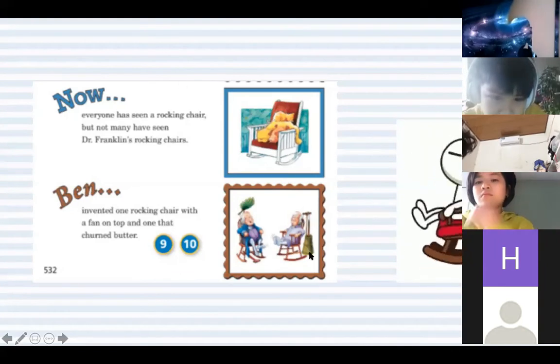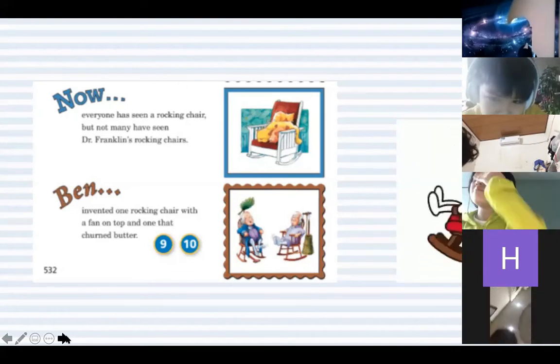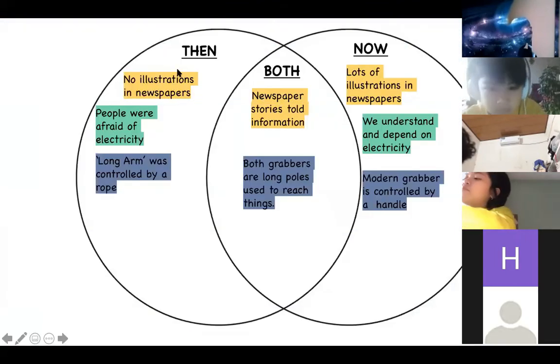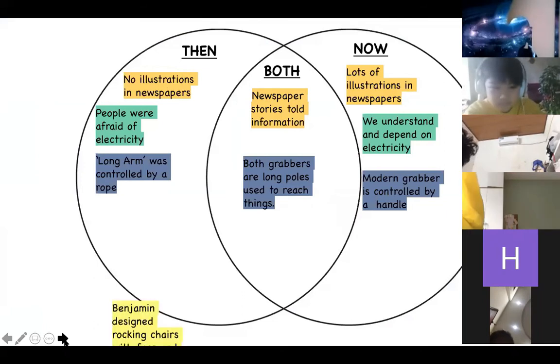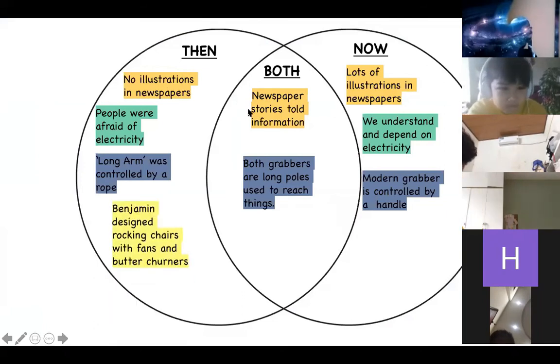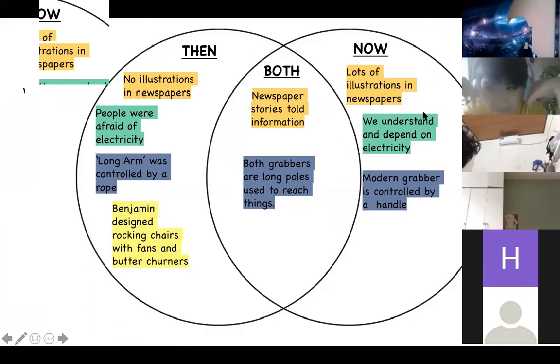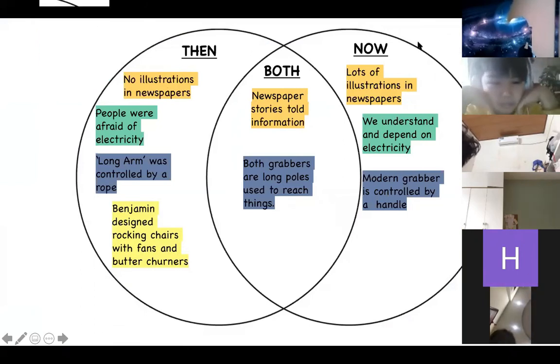So people used to churn their own butter. But now we can easily go to a Vinmart or a Circle K and buy some butter if we need to. So well done, Thailam A. So back then, Benjamin designed rocking chairs with fans and butter churners.